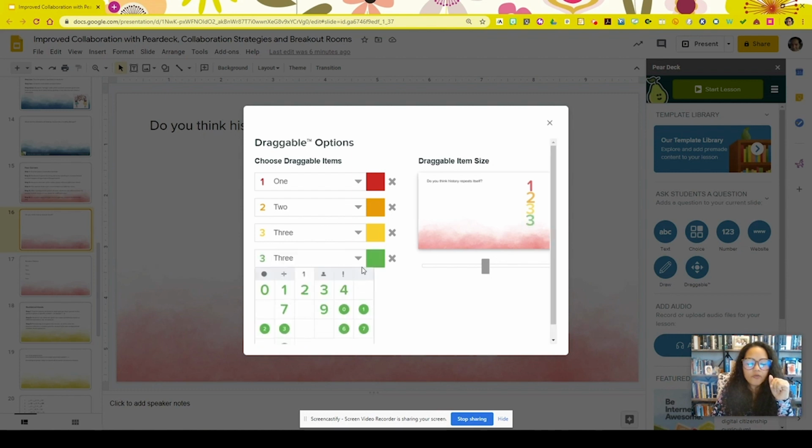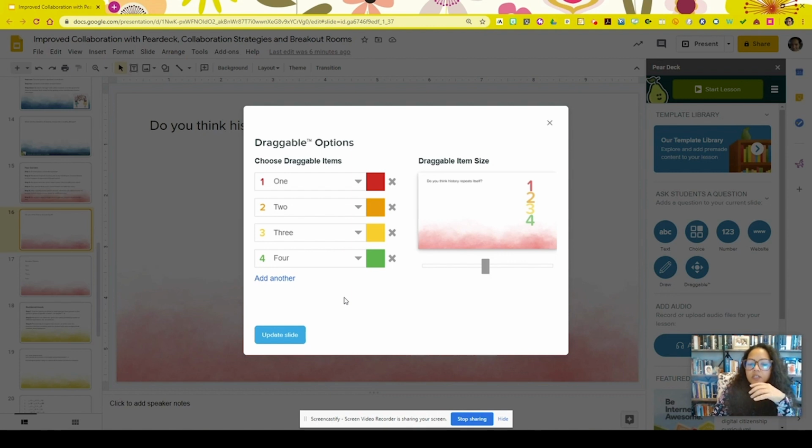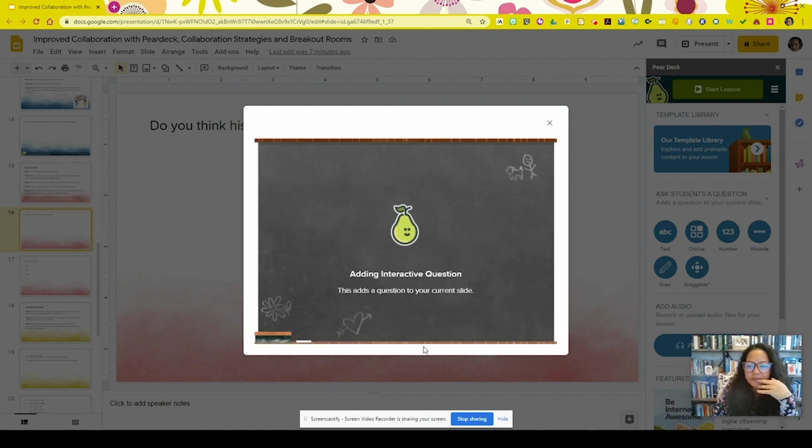change this to 4. So obviously I would need to provide my students with a legend. I would need to explain to them that 1, and maybe since 1 is red, I'd say this is completely disagree. 4 would be completely agree. Oh, I'm so sorry. And then, of course, the 2 and the 3, you're in the middle. So 2, you kind of disagree, but you're not 100%. 3, you're kind of agreeing, but again, you're not 100%. Update slide.